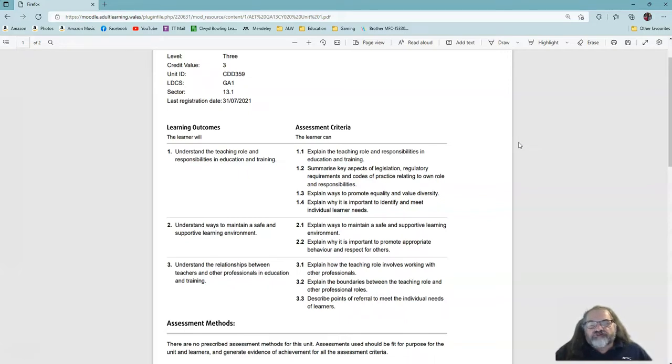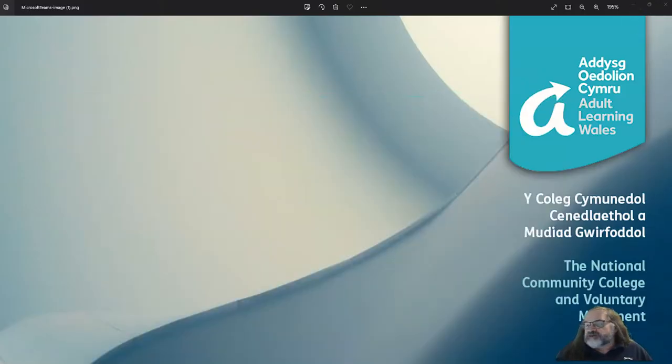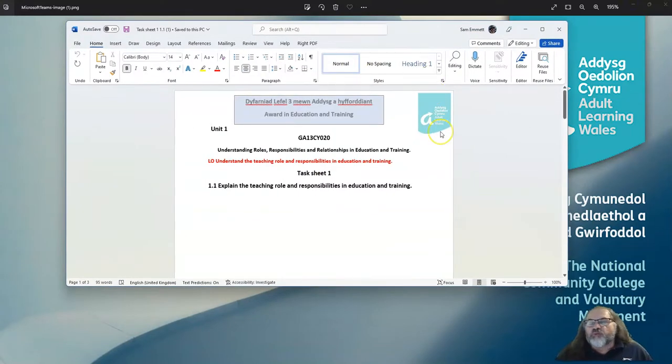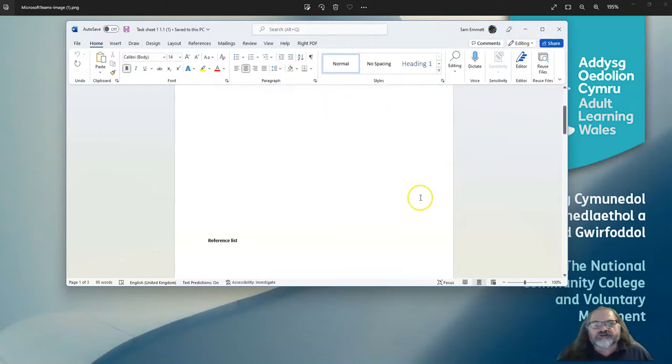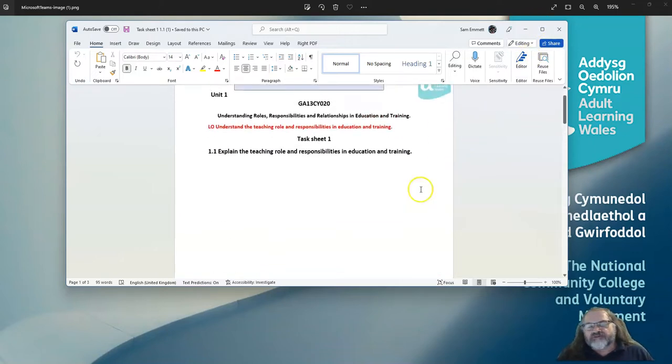And we're going to describe points of referral to meet individual learner needs. So these will be things that arise from safeguarding issues or tutor concerns or learning needs. And we do these with a range of different learning tasks. So in Unit 1 it's a lot of task sheets. So you'll have task sheets such as explain the role and responsibilities in education and training, and each task sheet is going to be a couple of paragraphs. 300 to 500 words is probably what you're looking at to get the answer in.